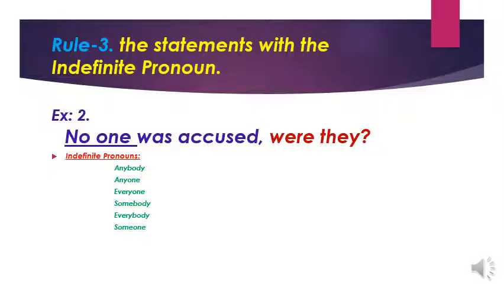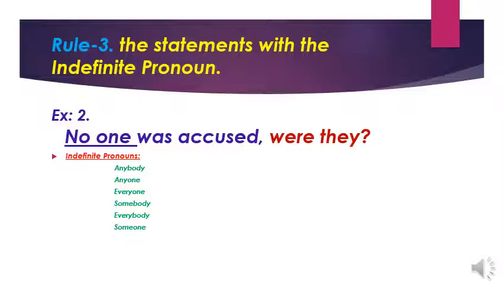We will go for the next example. No one was accused. In this, was is the helping verb, but we need to take the plural verb. This is the past form, so I am taking were. Now, is this a positive statement or a negative statement? I say this is a negative statement. But how? See the word no. It indicates the negativity in the sentence. That's why this statement is negative.